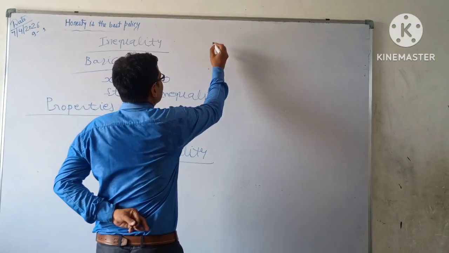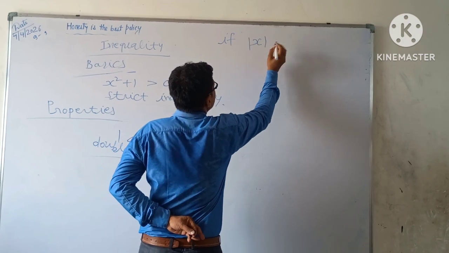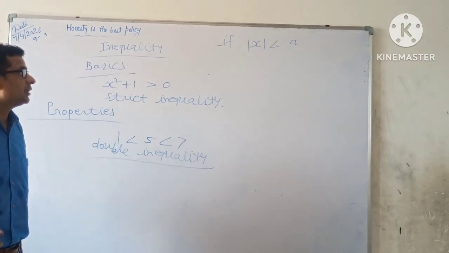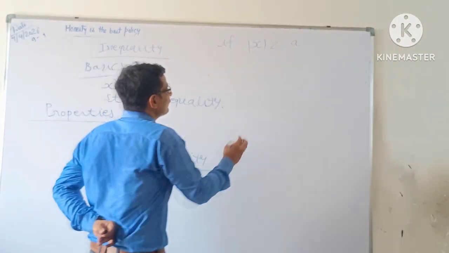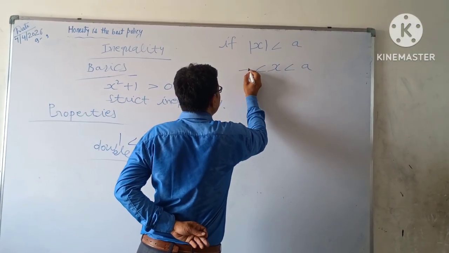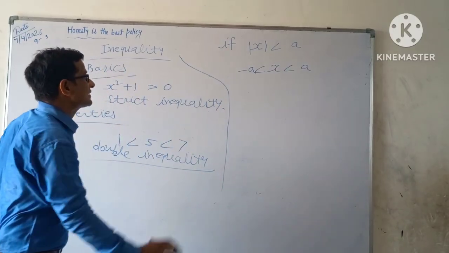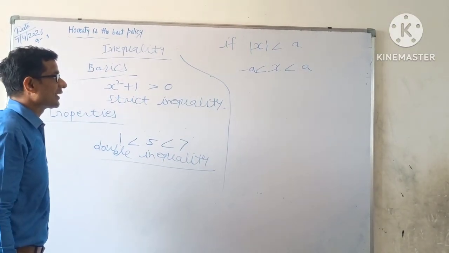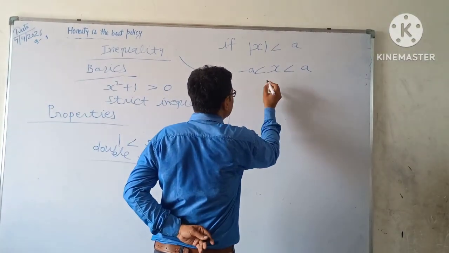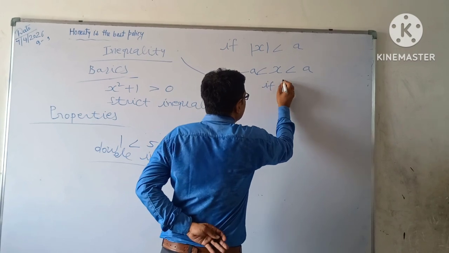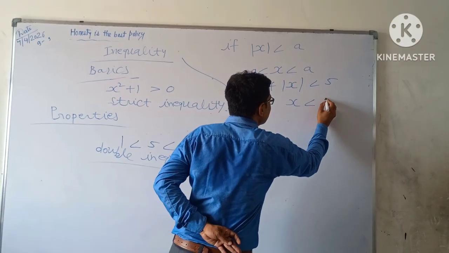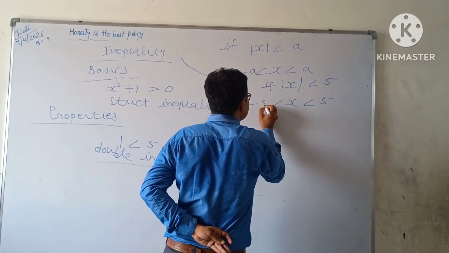For example, for a positive real number a, mod x is less than a only when x is less than a and x is greater than minus a. For example, if we take a as 5, then mod x is less than 5 only when x is less than 5 and x is greater than minus 5.